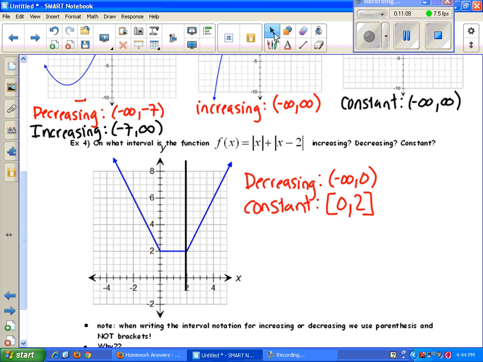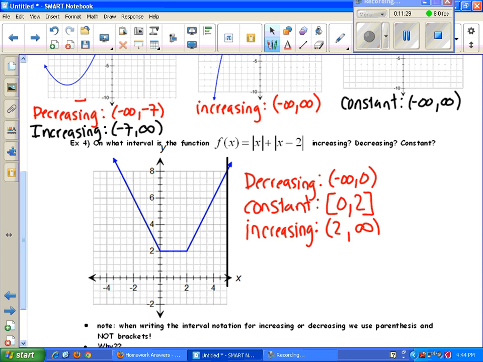So then for the last part, notice that as we keep moving from left to right in my graph, as my x values are increasing, my y values are also increasing. So that means the last part of my graph is increasing on the interval from parenthesis 2 to infinity. And again, we're using a parenthesis at 2 because at that point, it's neither increasing nor decreasing.